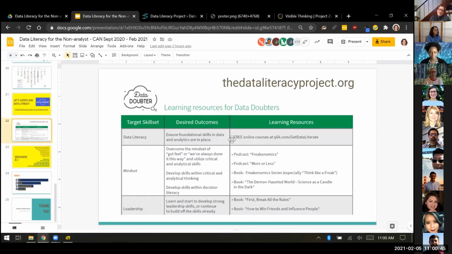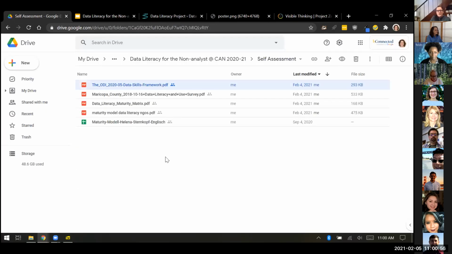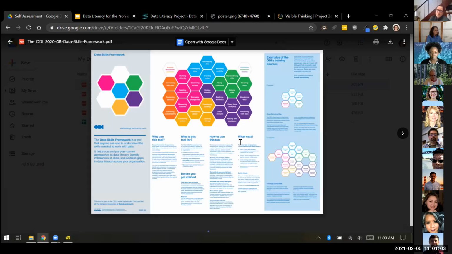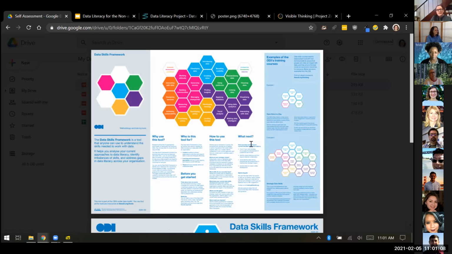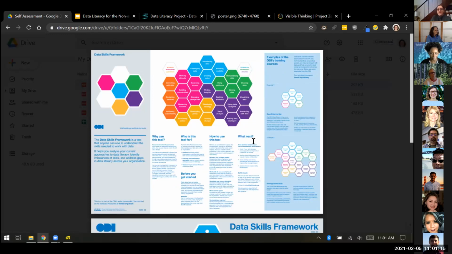Okay, so hopefully we have our target skill set here. And one more quick thing is to show you the self-assessments now that are available in the folder. So the Open Data Institute, this is the one that is the giant infographic, which is very, very cool and helps you understand sort of the constellation of ideas and what you might need specifically for your job. It's geared towards organizations, again, like I said, but it can be useful for individuals as well.